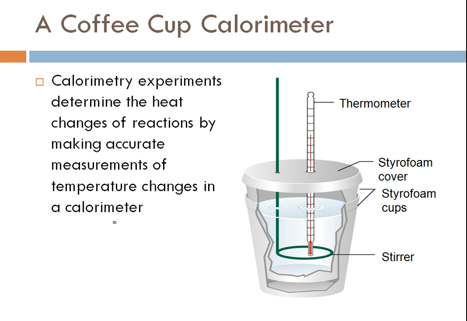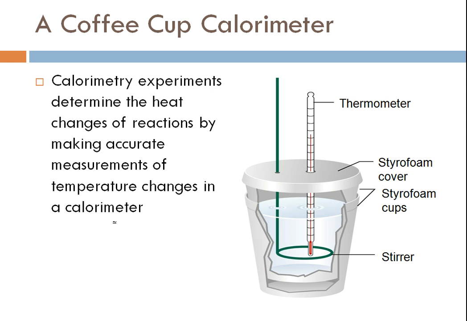Now, calorimetry can be measured using what's called, in this case, a coffee cup calorimeter. And as the note says here, calorimetry experiments determine the heat changes of reactions by making accurate measurements of temperature changes in a calorimeter. Heat can get lost very easily to just about anything that's of a different temperature, including the air around an object. So we have this coffee cup calorimeter. Coffee cups made out of styrofoam are pretty good insulators. Heat is seldom lost through them, which is why they make great containers.